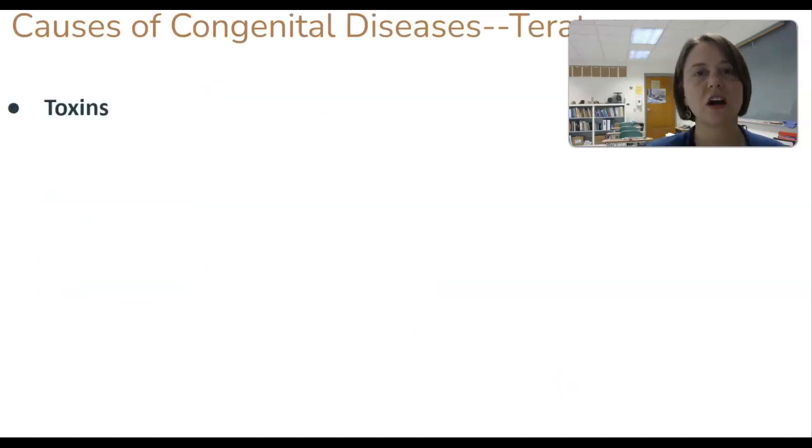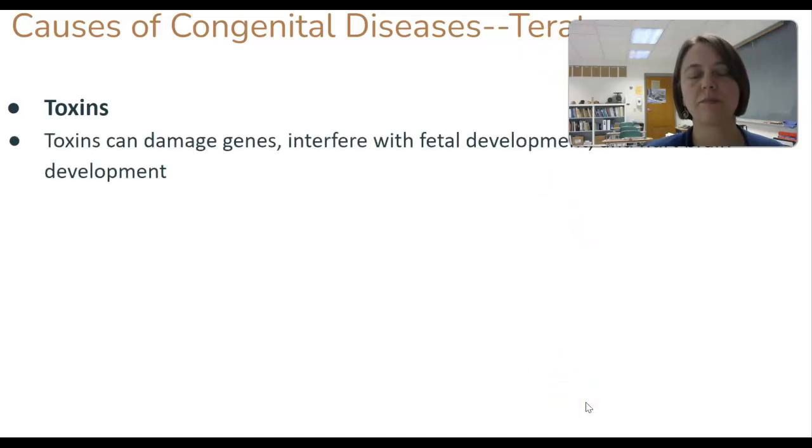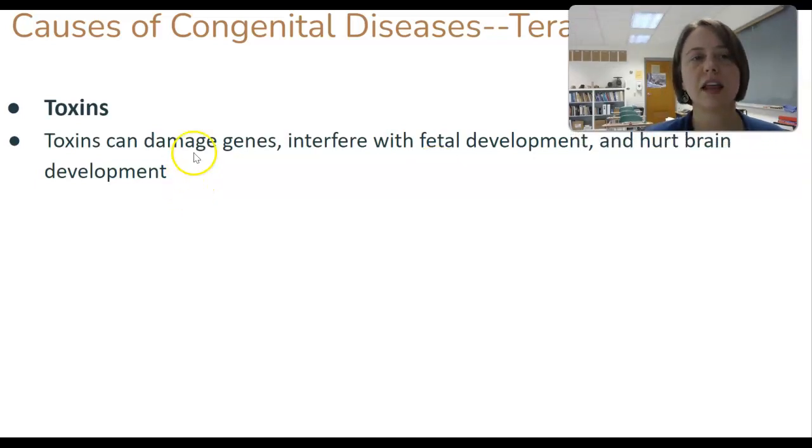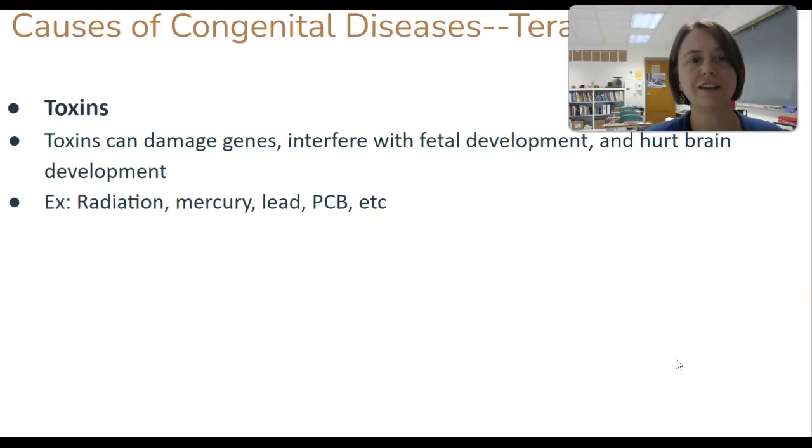So toxins are another type of teratogen or factor that affects normal fetal development. So let's move this up just a little bit. Toxins can damage genes and therefore interfere with fetal development and hurt brain development. So what are some examples of those? Well, radiation, mercury, lead, PCB, which is found in some types of plastics, and etc. A bunch of other things.